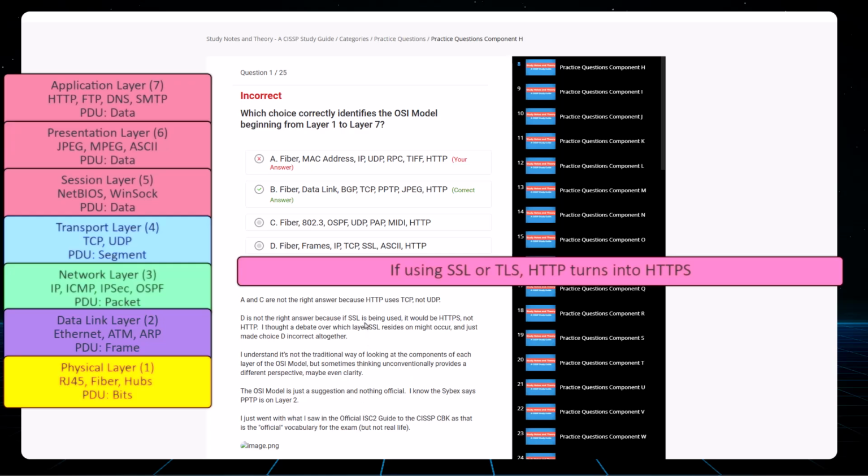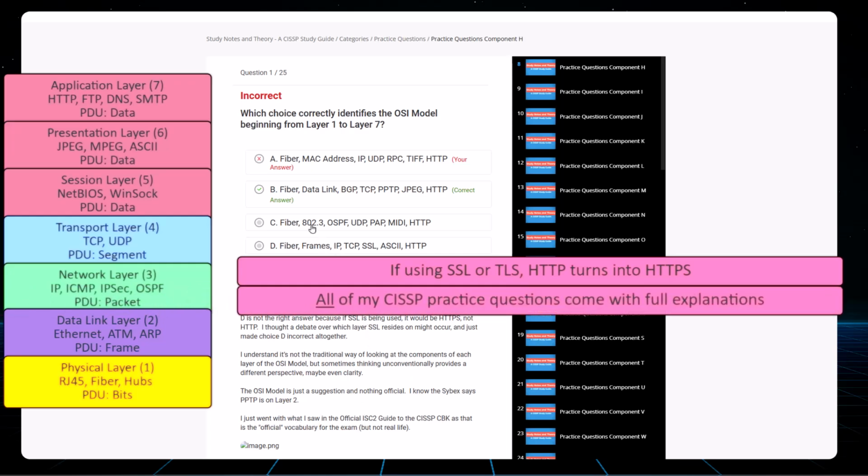Okay, so what my explanation is saying is that, first of all, choices A and C are not the right answer because HTTP does not use UDP, it uses TCP. And it's not choice D because SSL would make HTTP HTTPS. And it's choice B because the point-to-point tunneling protocol was the only one I was iffy about. I thought it was layer 2, but it says in the official ISC guide to the CISSP that it is layer 5, the session layer.